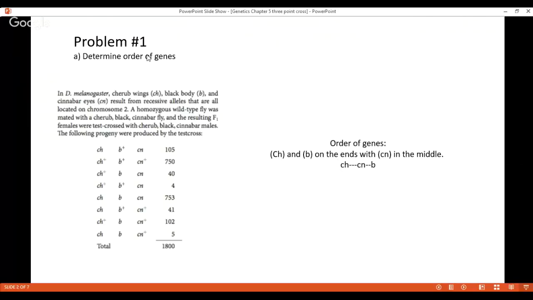So, first part of problem 1, to determine the order of genes. The different genes are going to be our CH, B, and CN. You can see these are the total numbers, and then our total altogether. The order of the genes is going to be CH and B on the ends with CN in the middle.